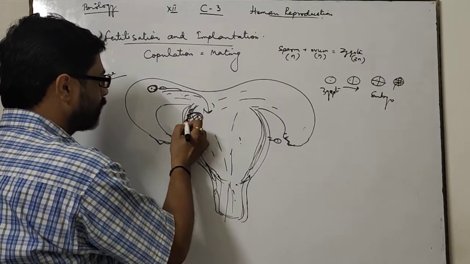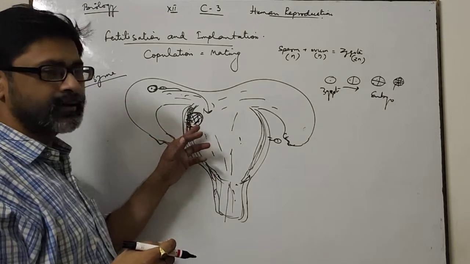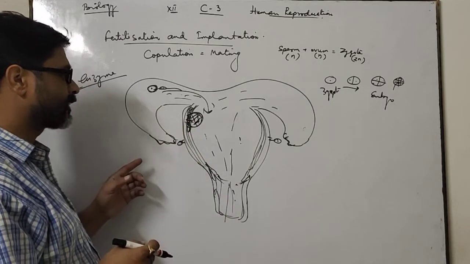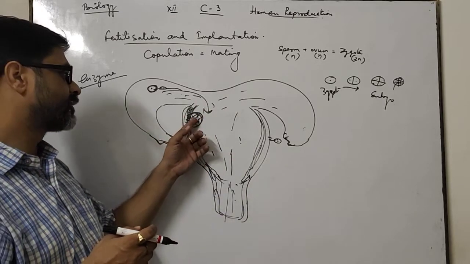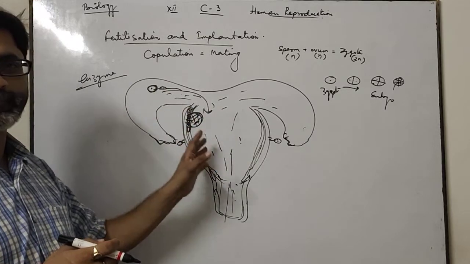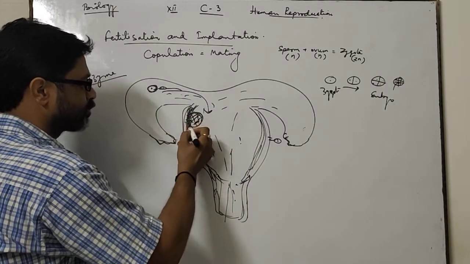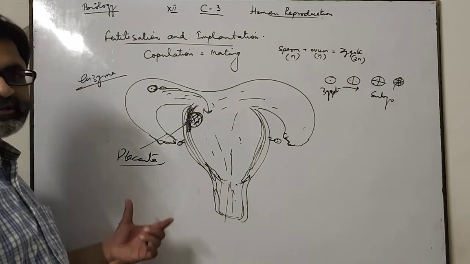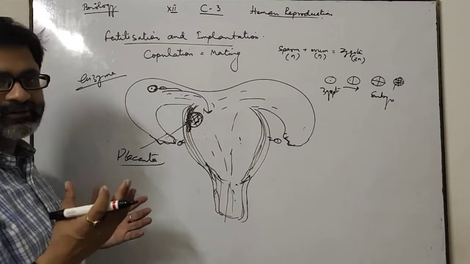After this implantation, chorionic villi are formed here and form an umbilical cord which attaches the embryo with the uterine wall. This umbilical cord gives nutrition and oxygen to the developing embryo, and the waste materials and carbon dioxide produced within the embryo are released into the body of its mother, or you can say female, through the umbilical cord. Here the portion is called placenta. This placenta also acts as an endocrine gland. It produces various hormones for the development of this embryo.